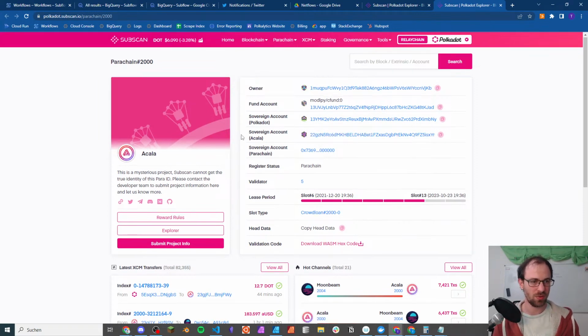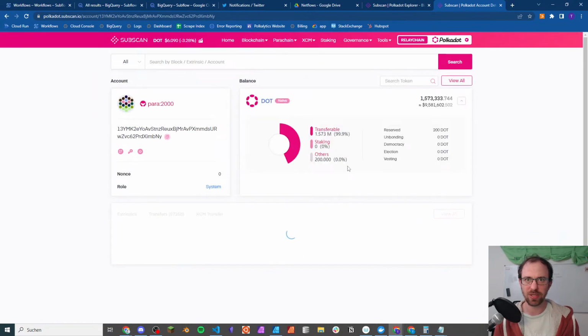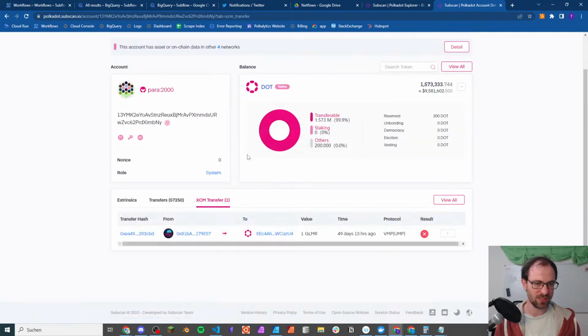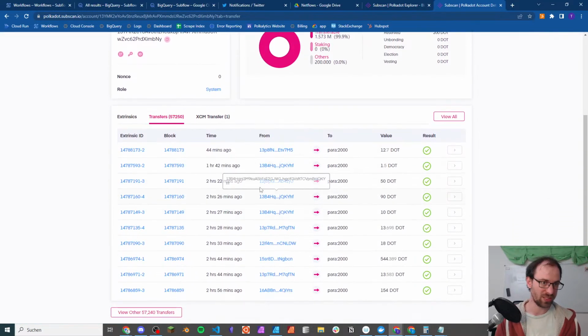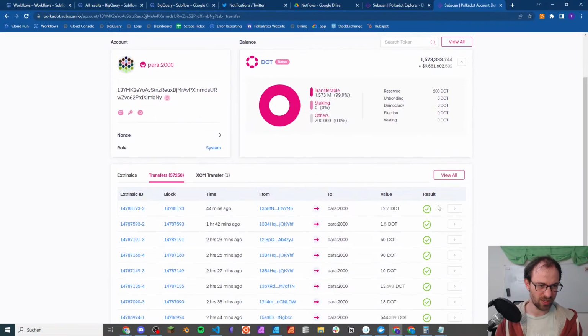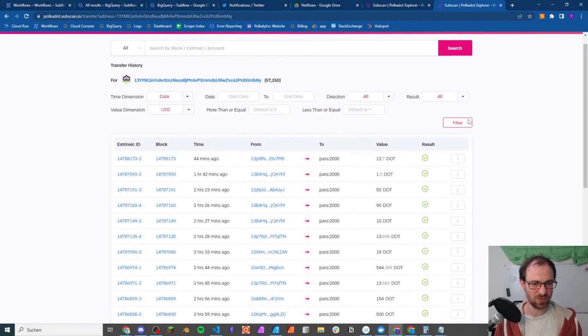Okay, so we have the Akala chain, we have the sovereign account. So let's see what is actually happening on the sovereign account. Okay, you see value flowing in. We can see XCM transfers. And we can see a lot of transfers. That's interesting. I guess transfers is the interesting tab here because we see 57,000 of those transfers.